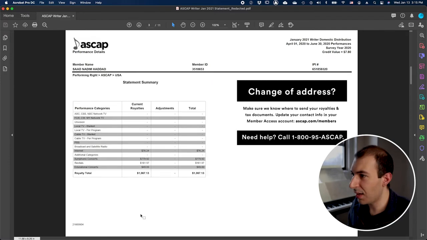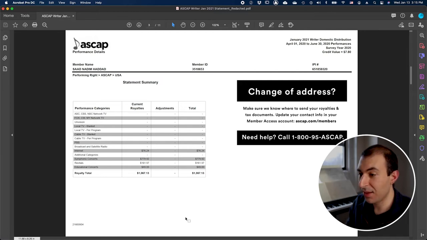We're moving on. The next page here shows all the different performance categories. I don't really write music for TV and film, and the royalties page definitely exemplifies that. You see that I don't have anything for ABC, Fox, Univision, local TV, cable TV, PBS, etc. But I do have monies coming from the internet. I have monies coming from symphonic concerts, recitals, and education concerts because I'm in the field of classical music. If you're in the field of film or you're on some other field, you're going to see royalties from the other categories. Whatever field you're in, you're going to see the same statement.